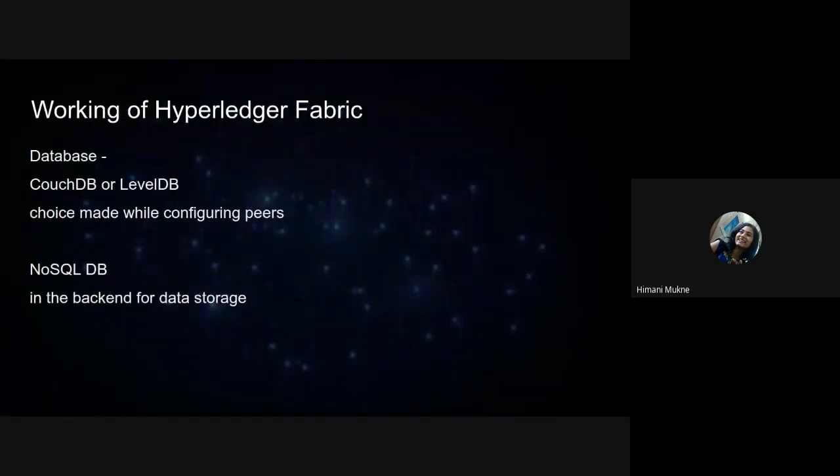Right. So let's cover quickly the working of Hyperledger Fabric. It's a distributed architecture of distributed logic processing and an agreement, which is called a chain code in this case. A chain code is basically a smart contract. It's just called chain code in this case.